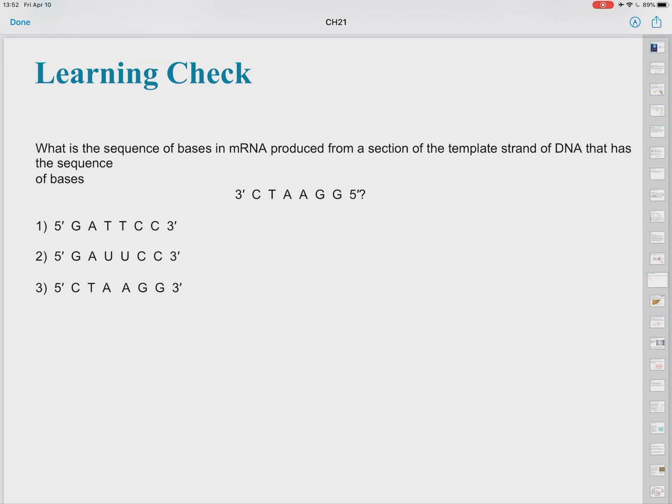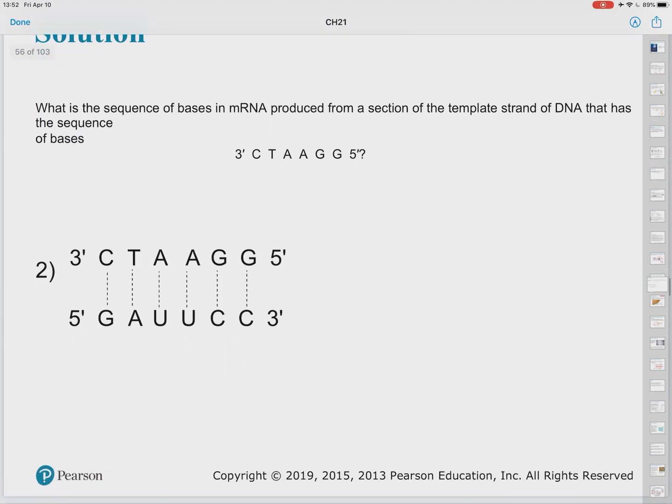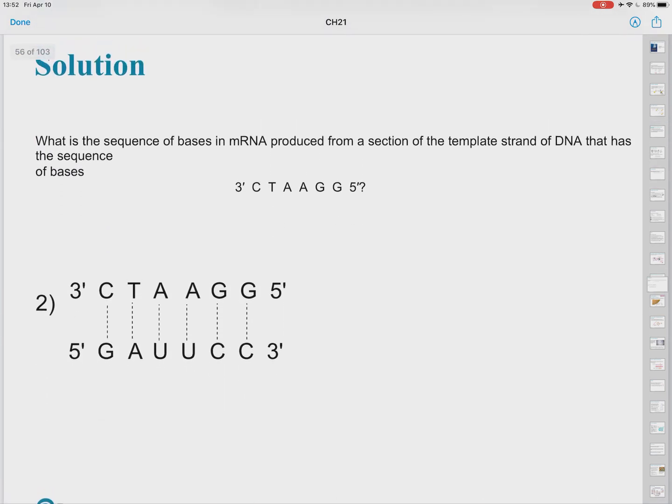And so you can write the sequence of mRNA that would go here. Remember which base pairs are in mRNA versus DNA. Give that a shot.